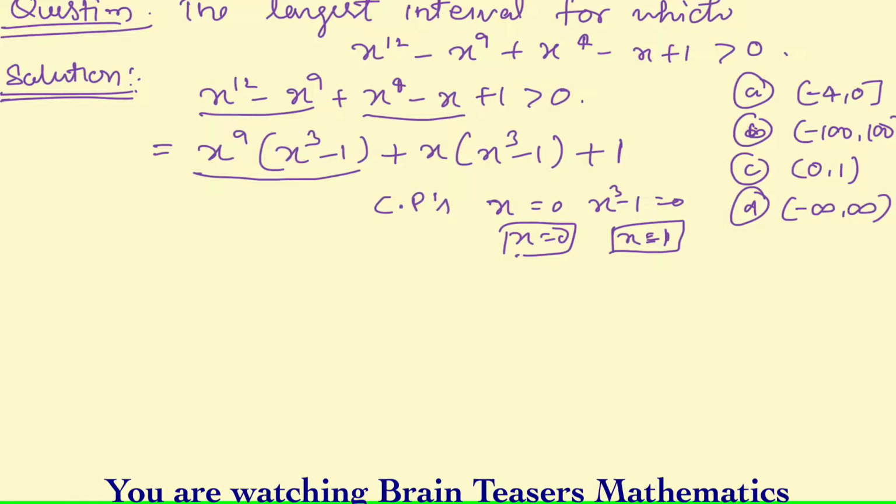We are going to solve this equation. The question is nothing but the largest interval for which this polynomial is greater than 0. So what we are going to do, we are taking x as common from the starting two terms and this thing as this thing. Then we are going to find the critical point. Critical point is nothing but x equal to 0 and x equal to 1.